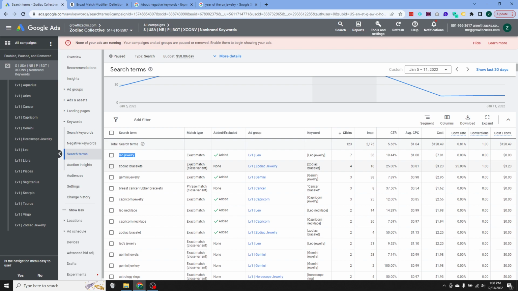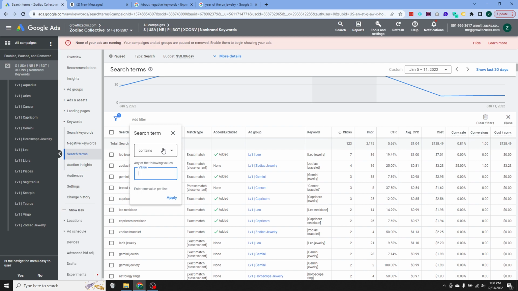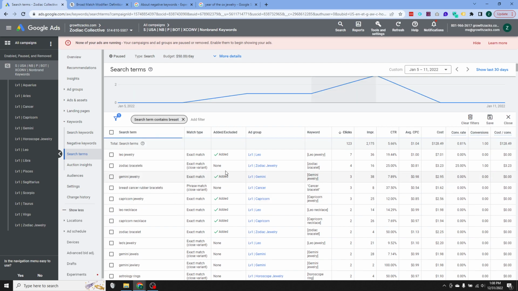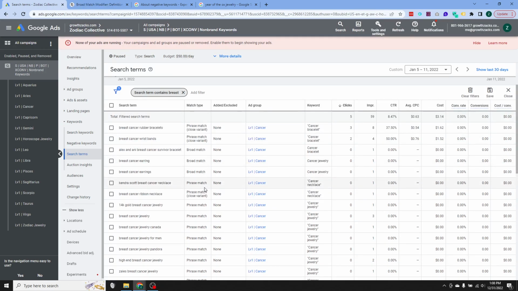Now, if I decided I didn't want to bid on anything with the word, like, look at this, breast cancer, right? Cancer is a zodiac sign, but we don't do anything with breast cancer. So I would say anything that contains the word breast, I would want to completely remove, because we don't want to bid for anything with breast or breast cancer. So if we search the search terms and just type breast, now we're going to get an idea of anything that showed for the word breast. So there's actually a lot of stuff here for breast cancer.